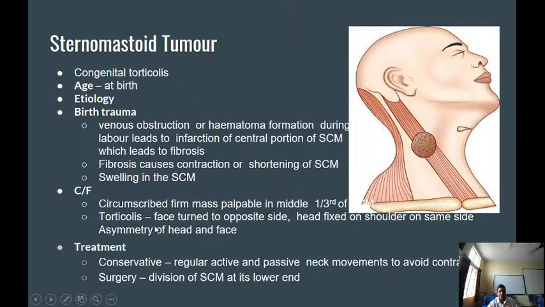Torticollis is the condition where the face is turned to the opposite side, the head is fixed on the shoulder on the same side, and asymmetry of the head and face is seen. So that is the feature seen in a sternomastoid swelling. The treatment is usually conservative. You may sometimes have to resect the inferior attachment of the sternocleidomastoid, so that the neck can be easily extended.